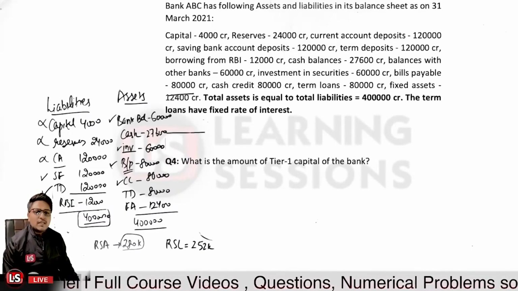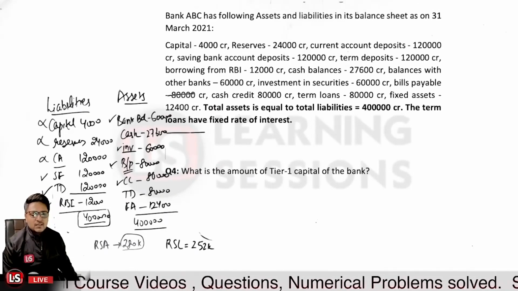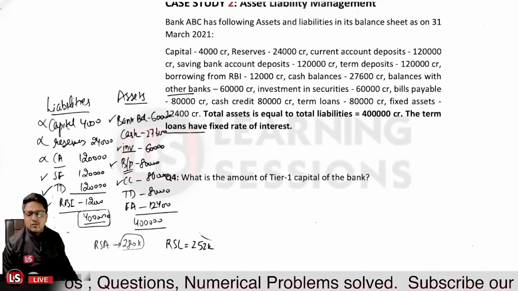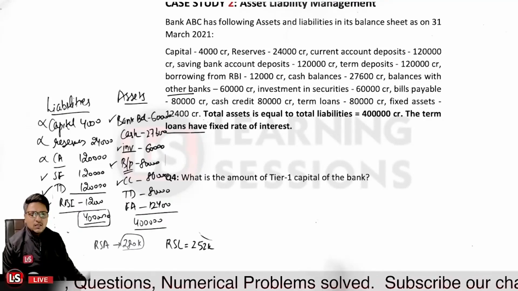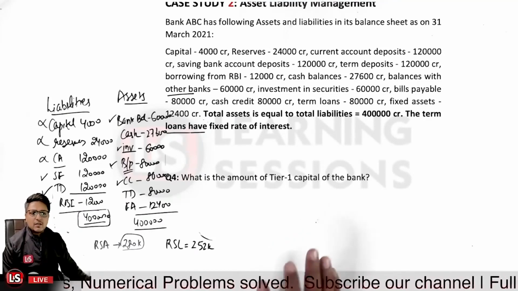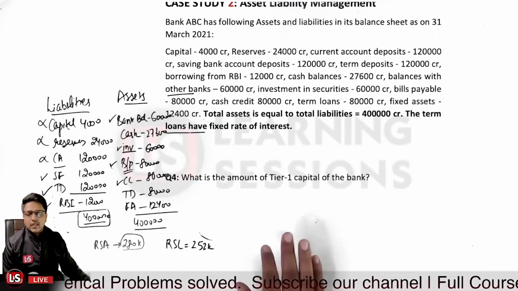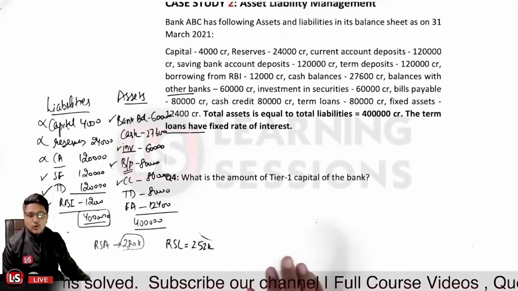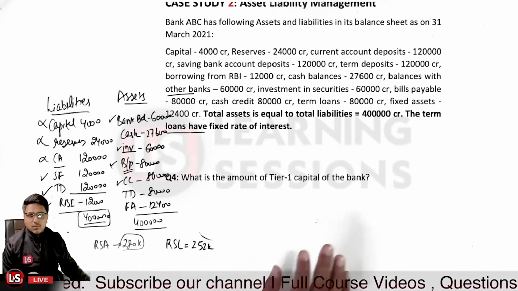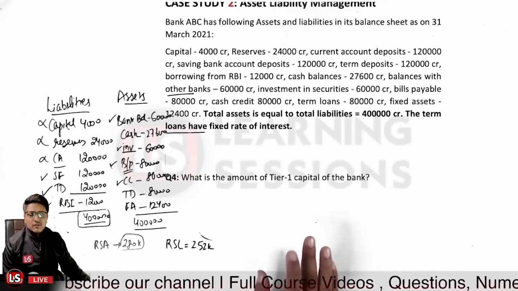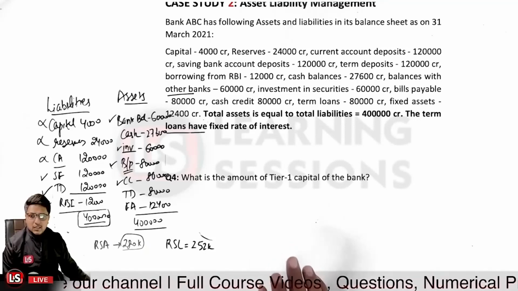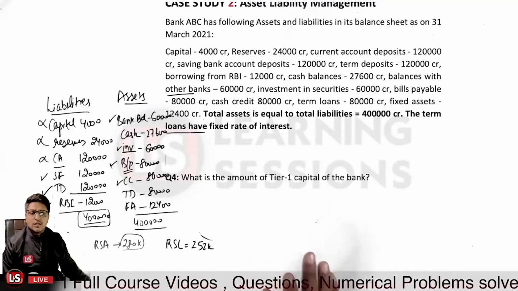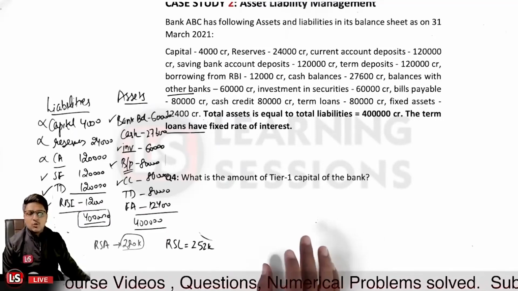Now let's have a look at question number 4, which says: what is the amount of tier 1 capital of the bank? In this particular case, we are not provided with much data, but we need to calculate and tell what the tier 1 capital of the bank is. We have already gone through the different components of tier 1 under the risk management module B, and we know what the different components are.